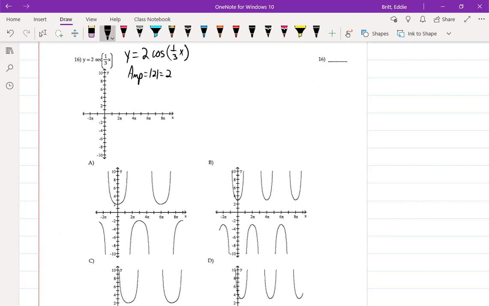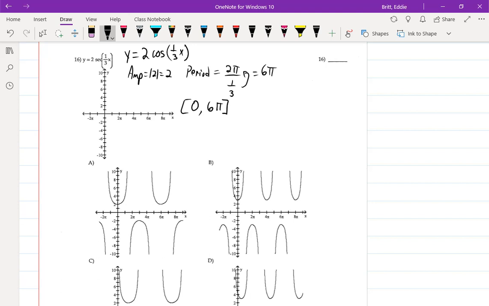The period is 2 pi divided by omega. Omega is 1/3. So if I flip and multiply, what's my period going to be? 2 pi times 3. It's going to be 6 pi. So what does that mean? Well, there isn't a phase shift or anything, so we know that we're going to be starting at 0 and we're going to end at 6 pi for one complete period.